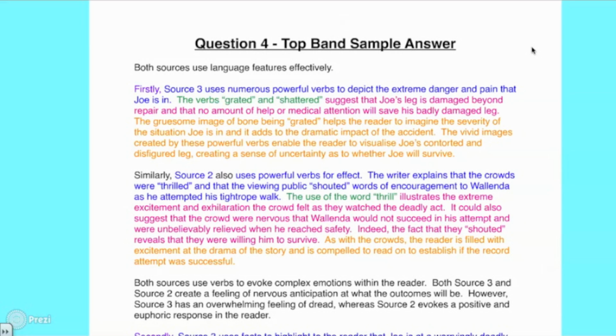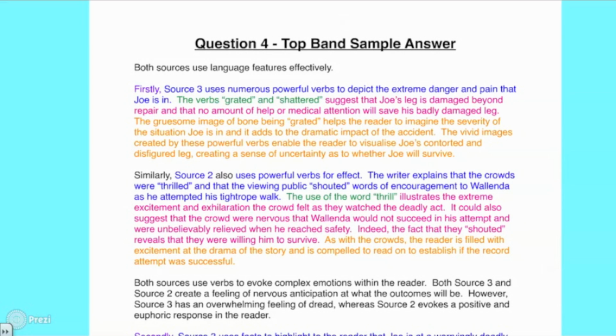So I've explained to the examiner, I know that source 3 uses the technique of powerful verbs, and I've explained how they are used. And then I've said the verbs grated and shattered suggest that Joe's leg is damaged beyond repair, and that no amount of help or medical attention will save his badly damaged leg. So I've looked at those 2 verbs, grated and shattered, in greater detail, and I've used my inference skills to suggest what those words mean about the situation that he's in. So I've got my point, my evidence and my explain there.